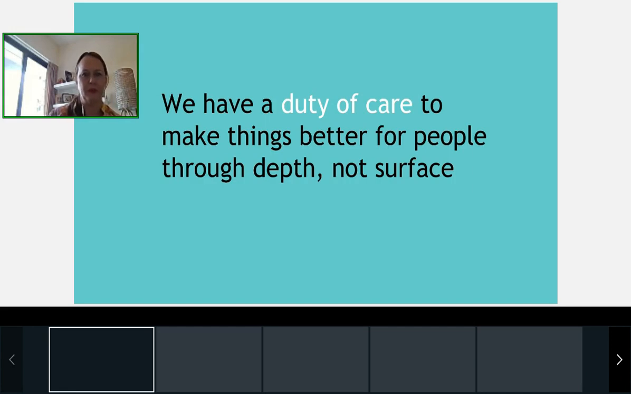So now to get into this in a little bit more depth, one of our principles is that we really have a duty of care as the customer experience and insights team for our organisation. We have a duty of care to make things better for people, for humanity, for the people we serve in Singapore or wherever they are, and to do that by ensuring that we're not just scraping the surface, but that we're really going deep.